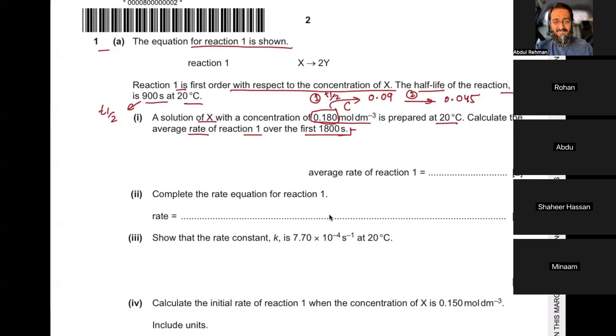So it means that the total change in concentration in 1800 seconds is going to be 0.09 plus 0.045. So it is going to be 0.135 moles per dm cube. So that is the change in concentration in 1800 seconds. Is this understandable to all of you?